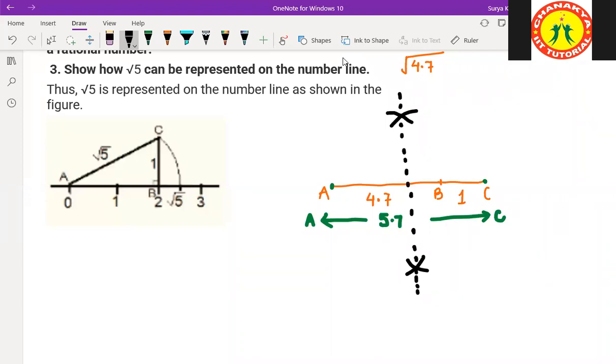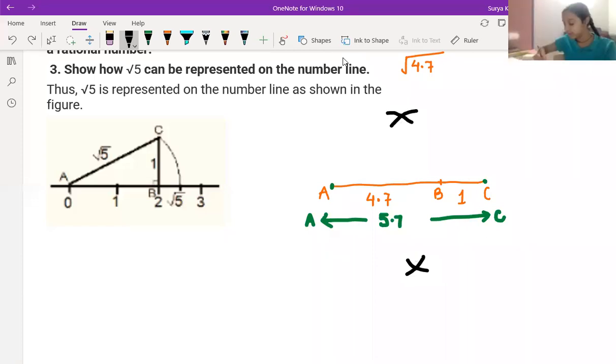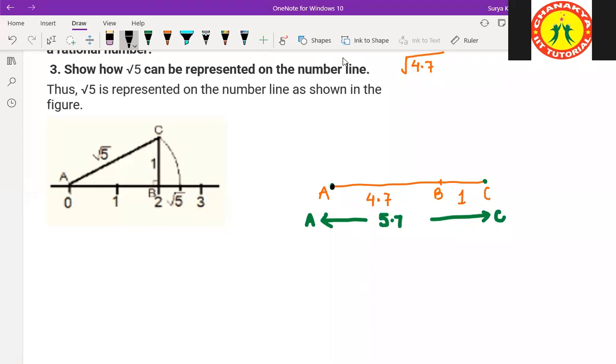Till here, all of you have done. Once again, shall I explain this? Okay, fine. See, you are using a compass, right? Put the compass here, and your pencil should be more than half of AC. Suppose AC is there, half of AC will come till here. You take more than that. So from this point you put one arc on top and put one down also.